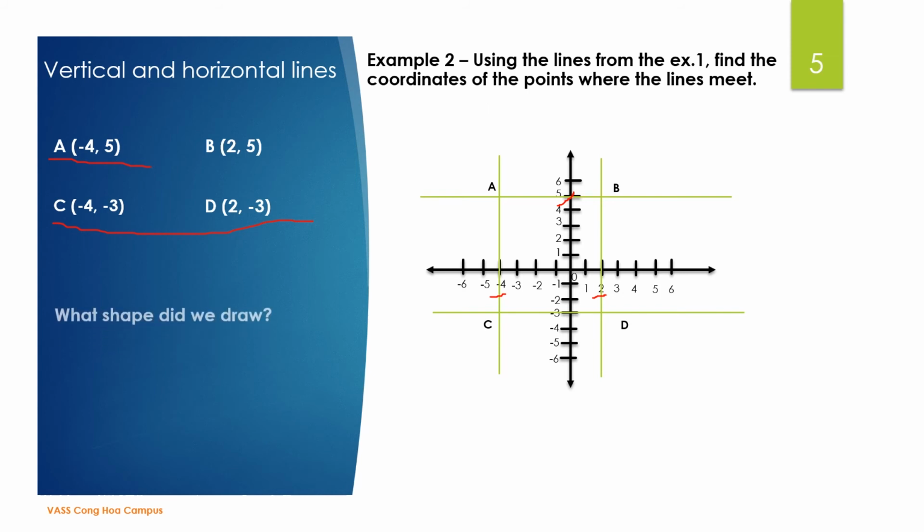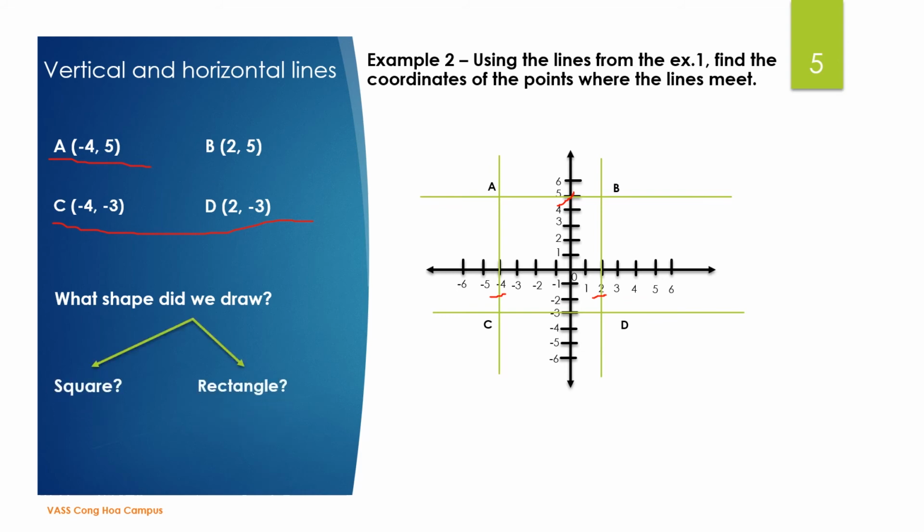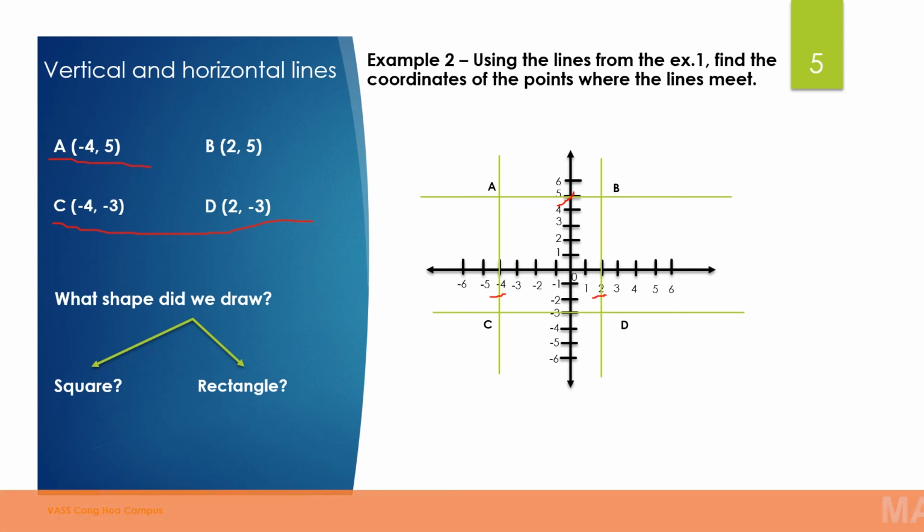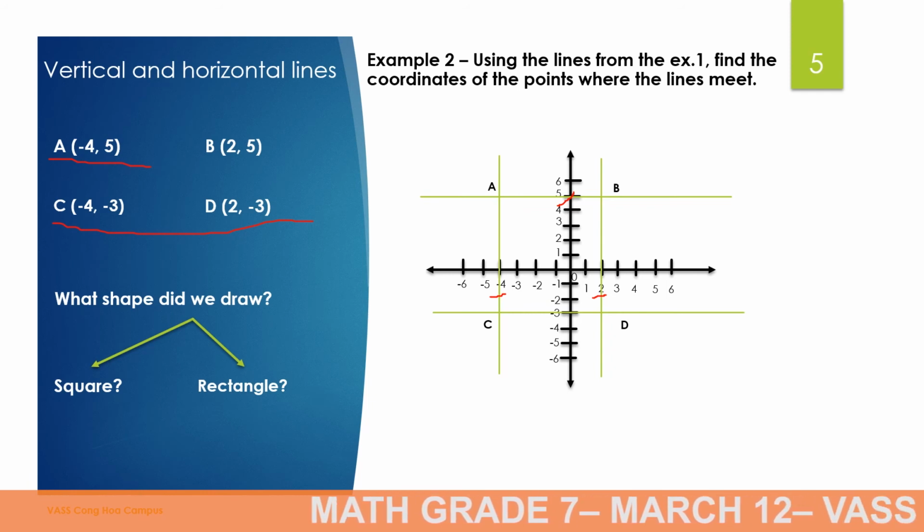Now, let's see, what shape did we draw? Starting from the points here, A, B, C, and D. What's the name of that shape? Square or rectangle? Can anyone tell me? Try and find out before I tell you the answer.